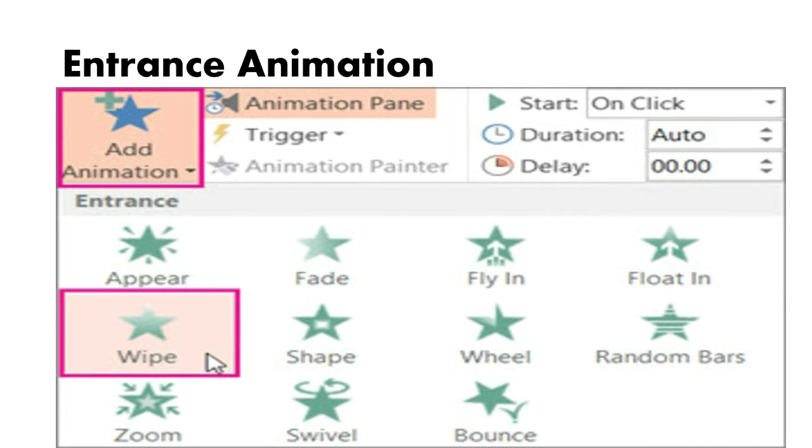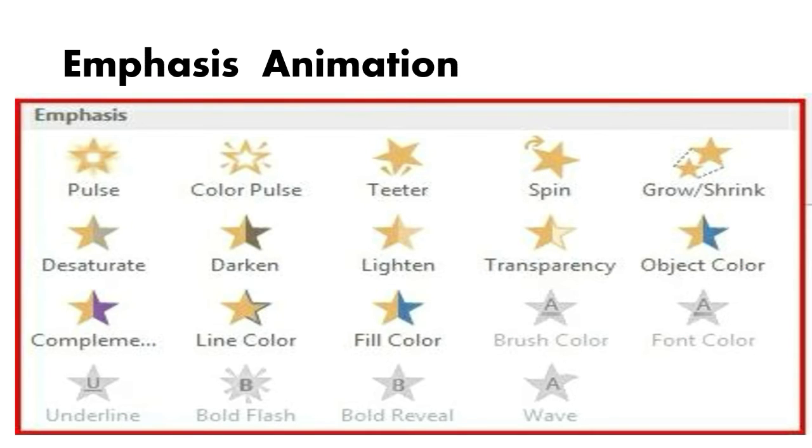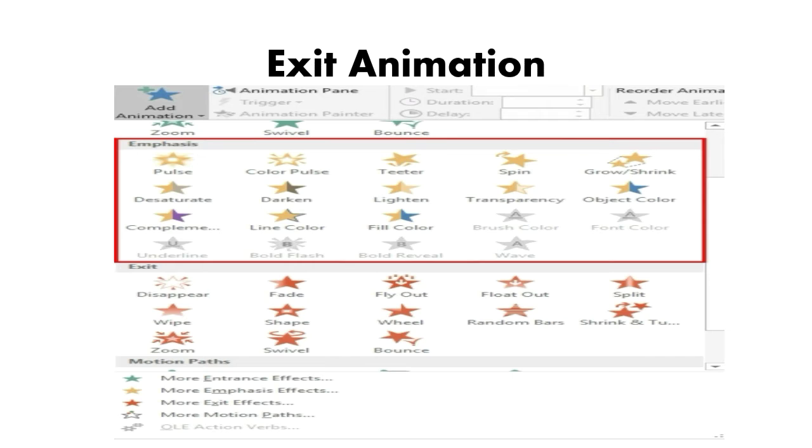Entrance animation. This helps us choose how an object appears on a slide. Emphasis animations. This helps us decide what happens to the object when it is already on the slide. Exit animation. This helps us decide how an object leaves a slide.